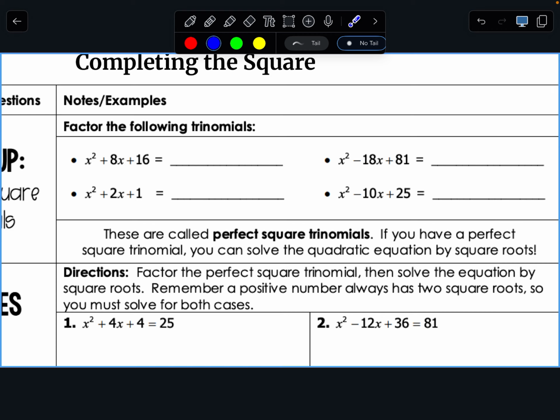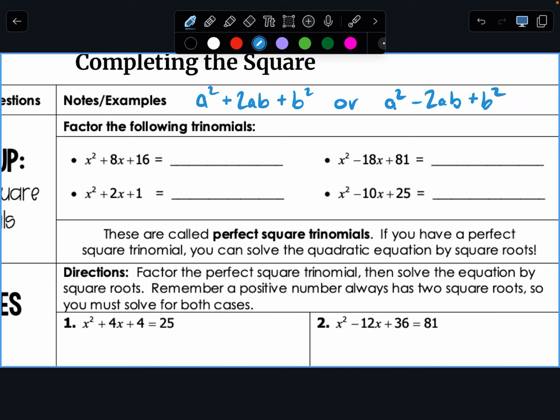These are all perfect squares, and if you recall, a perfect square trinomial will be in this form. Let me rewrite it. A squared plus 2ab plus b squared, or it could be in the form a squared minus 2ab plus b squared. If you remember that form, that's what we're going to use. When I factor it, I'm just going to have a factored square, like a plus b squared or a minus b squared.